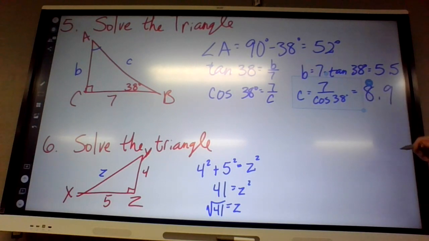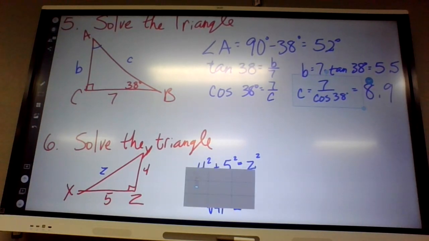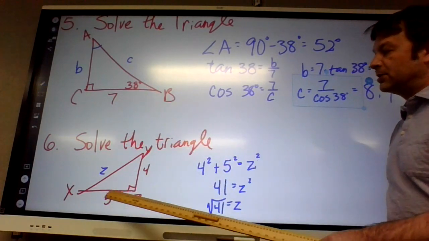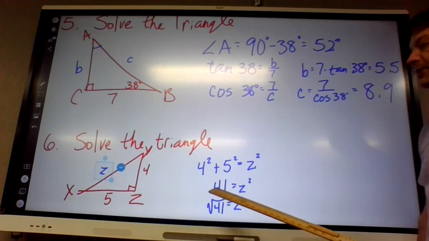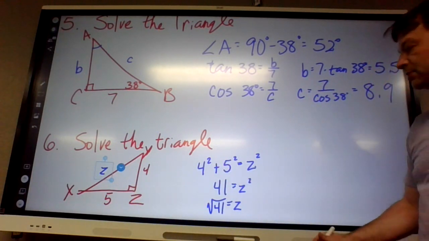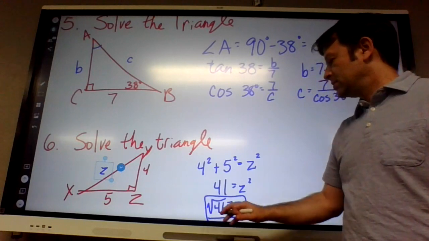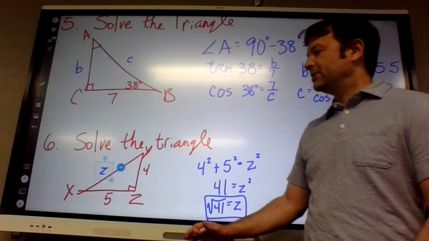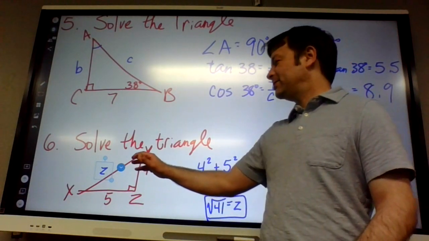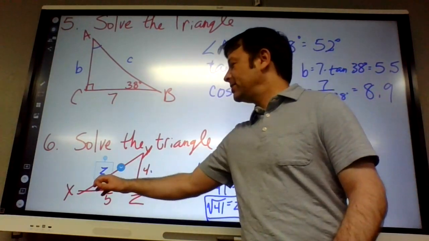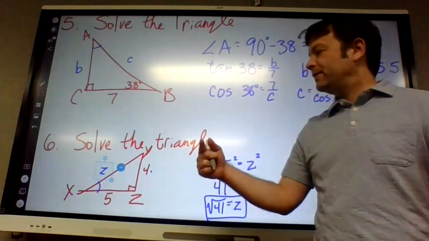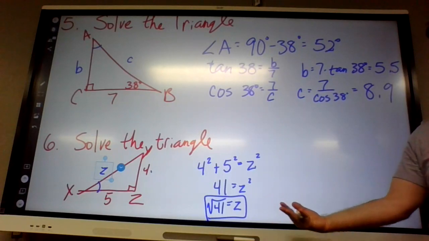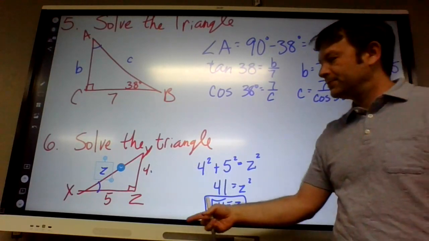Okay, 6 is different because you're starting with two sides instead of a side and an angle. So you could find the third side by using Pythagorean theorem instead of trig. But how do we find one of these angles right here? Yeah, it is the inverse. So if sine of an angle equals the ratio, then sine inverse of the ratio equals the angle.